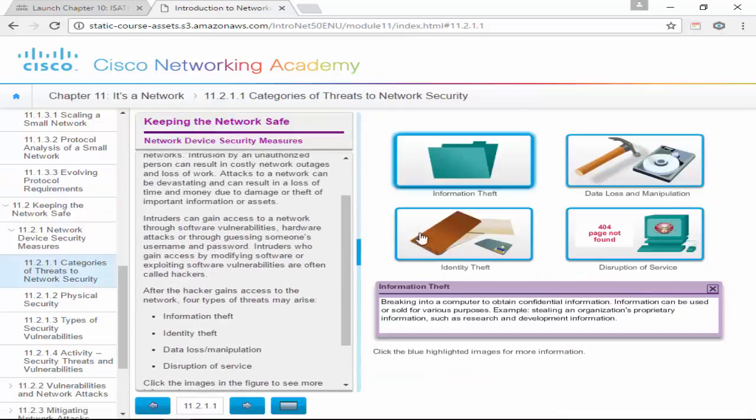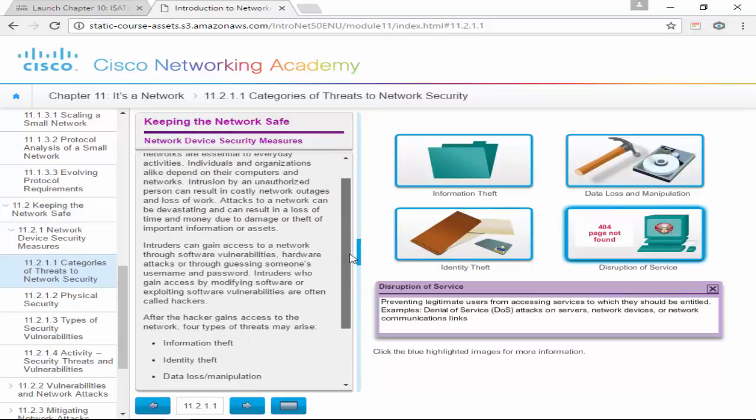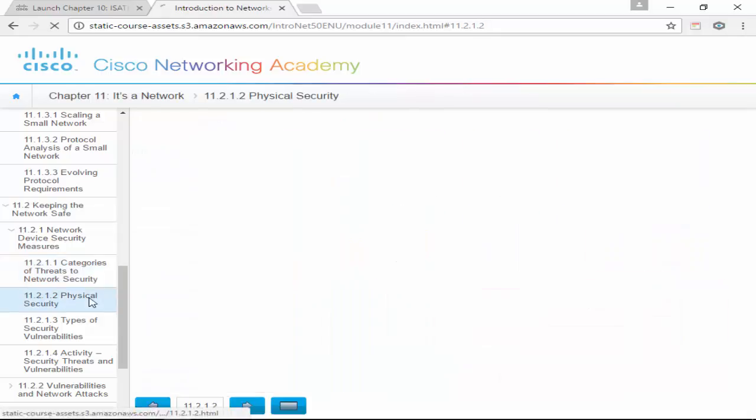Categories of threats. Information theft. That's people stealing money. Data loss and manipulation. I think that pretty much explains itself. Identity theft. Hopefully you know that. And then finally there's denial of service. Okay, so these are some security risks.